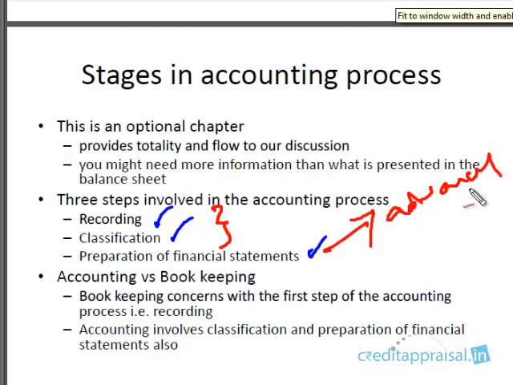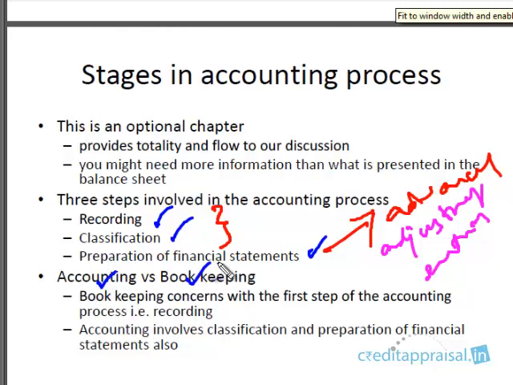Even at a rudimentary level, we can't be discussing this, because this has issues like adjustment entries. You need to pass adjustment entries to prepare the balance sheet. So it becomes very technical. So we will not be discussing this particular step. What we'll be discussing in this chapter is the first 2 stages in the accounting process, that is recording and classification.